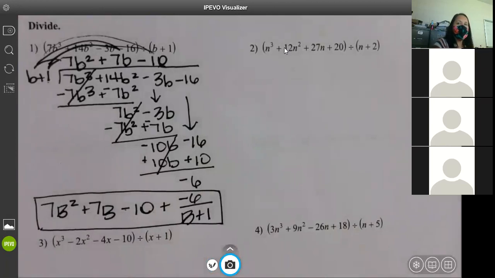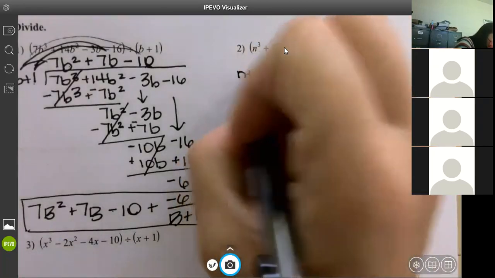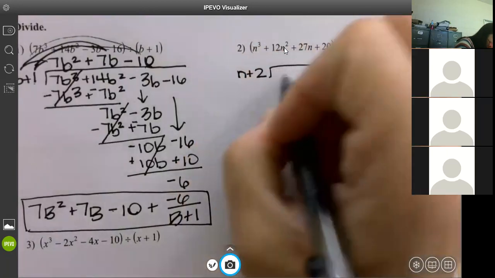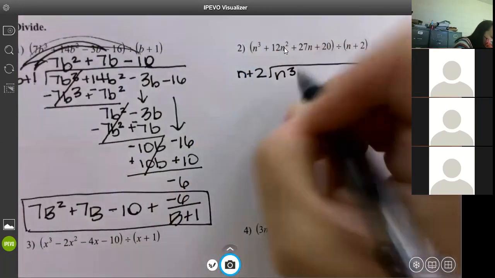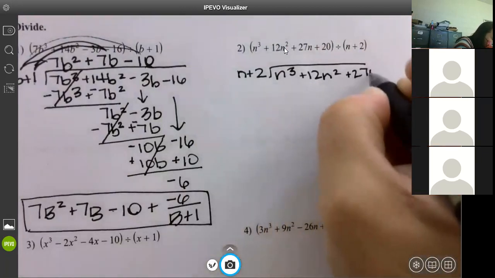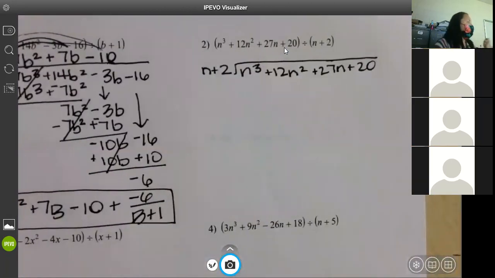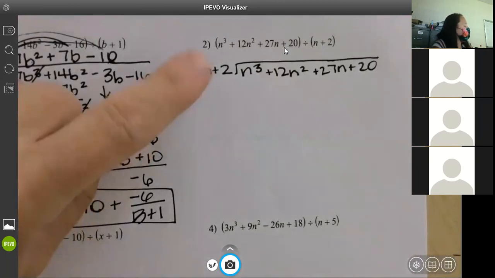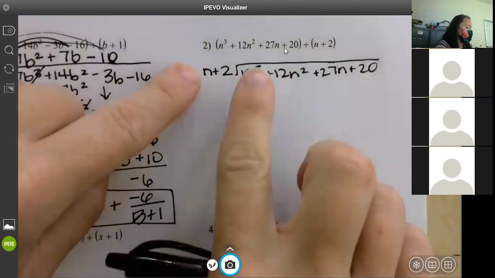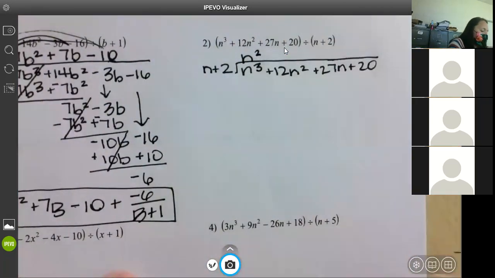All right. Look at number 2. We make sure it's in order, n cubed, n squared, n, and no n. Remember, if there's anything missing, you have to fill in with a 0. Start with just the first term. You're only looking at this n. What can I multiply by n to get n cubed? N squared. Perfect, both of you, perfect.